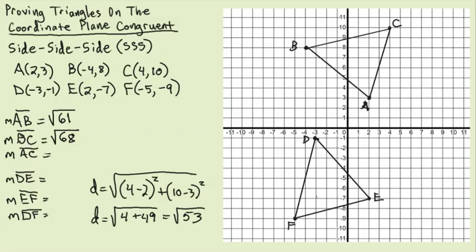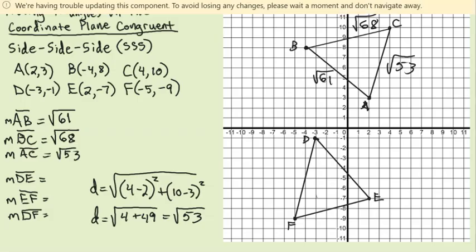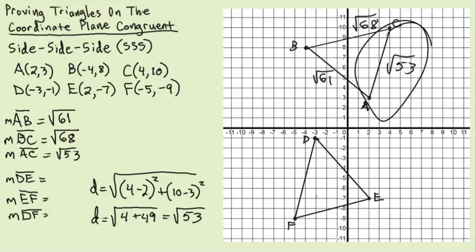So the measure of AC right here is the square root of 53. And so you can see this distance is the square root of 53. BC right here is the square root of 68. And AB right here is the square root of 61. So that makes AC the shorter leg, AB the medium leg, and BC the longer leg. Okay, now we're going to do the exact same thing for triangle DEF.